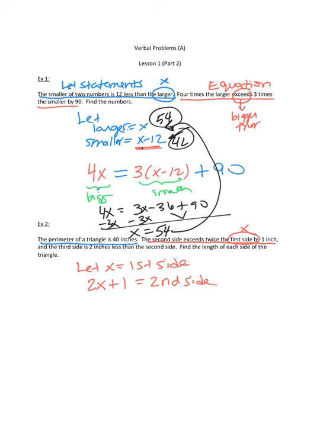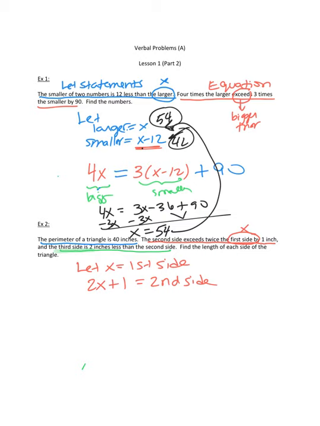Now I go on reading a little further. It says the third side, oh, I don't want that. Sorry, I'm trying to get my pen to be a different color. It says that the third side is 2 inches less than the second side. So the third side is 2 inches less than the second side.